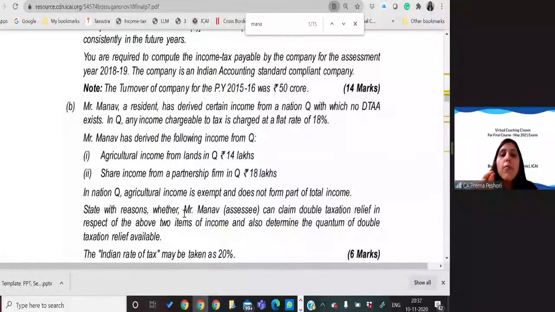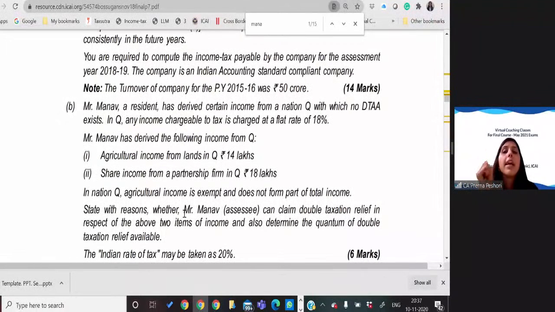What about share income from a partnership firm in Q? 18 lakhs. Now there are 2 points of view. There are 2 interpretations of this provision of section 10(2)(a). One interpretation could be that even in this case, India will exempt the share income from a partnership firm and therefore this will not be doubly taxed income, right? India will exempt it. So though it is taxed in country Q, India will exempt because under section 10(2)(a), income from partnership is exempt. So no credit will be allowed.